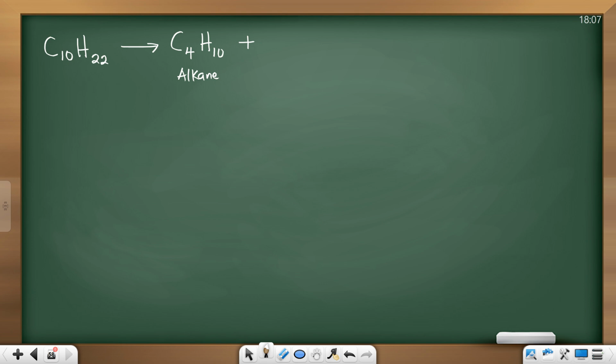Guys, all you are doing is you are counting. That's all. I have 10 carbons, but I've used 4. How many carbons do I have left? 6. I have 22 hydrogens. I have used 10. 12. And you will notice that's an alkane, because it's CnH2n plus 2. We're done. We just add. That's all.